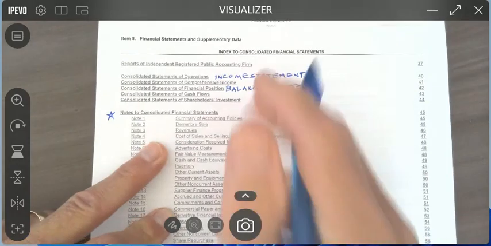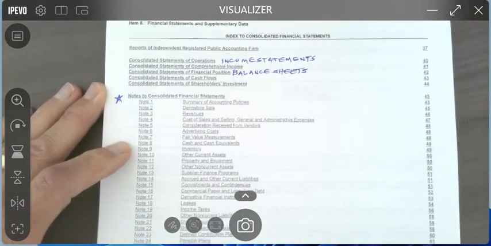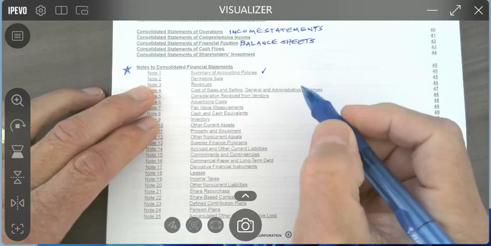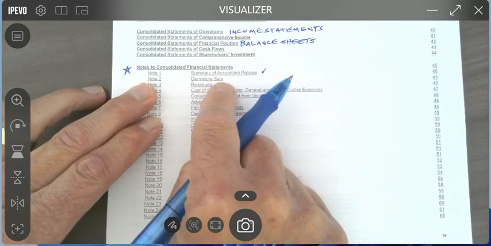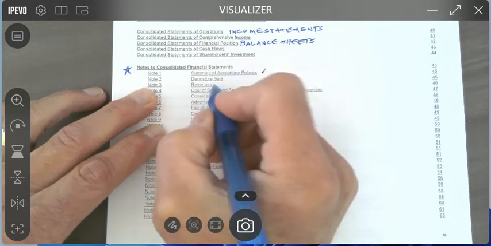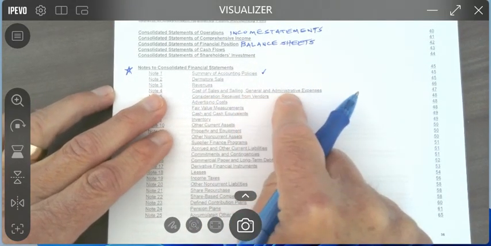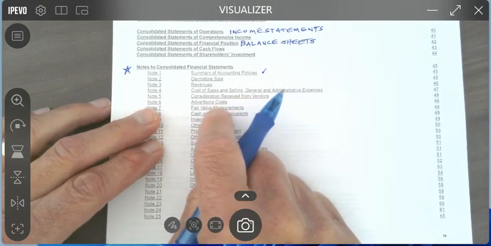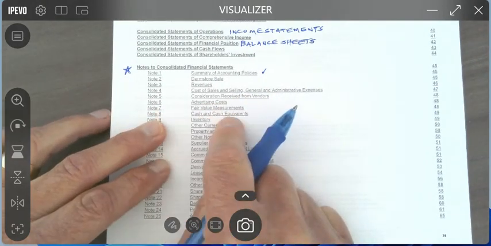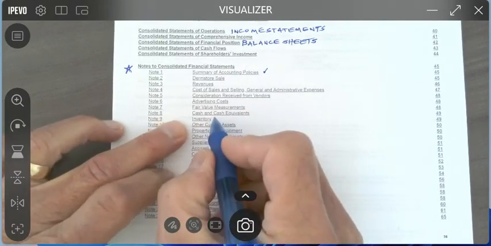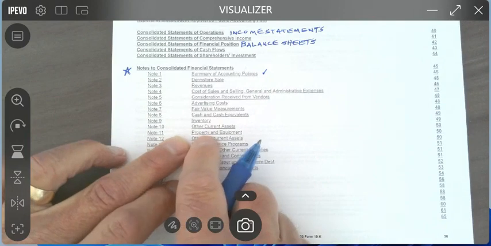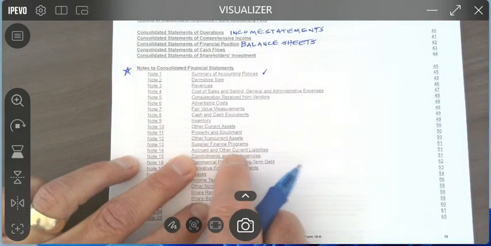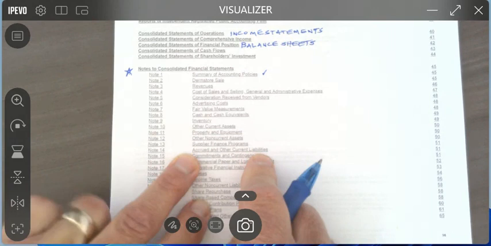They refer to items on the financial statements, and they provide much more granular information. So here's some information about the significant accounting policies that were used. Here's the information about a sale of a business segment that was made. Here's more about their revenues, more about their cost of sales and their selling general administrative expenses. Consideration received from vendors, advertising costs, fair value measurements, what's in the cash and cash equivalents number, much more about the inventory number on the balance sheet, much more about the other current assets, the property and equipment, the other non-current assets, supplier finance programs, accrued liabilities. Remember, we accrued liabilities in the last module.